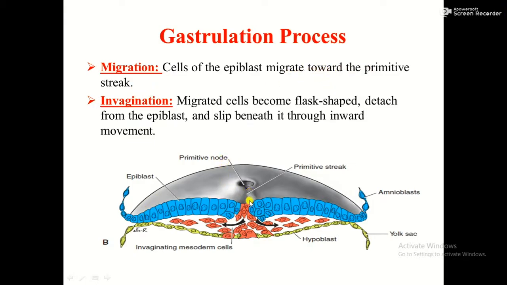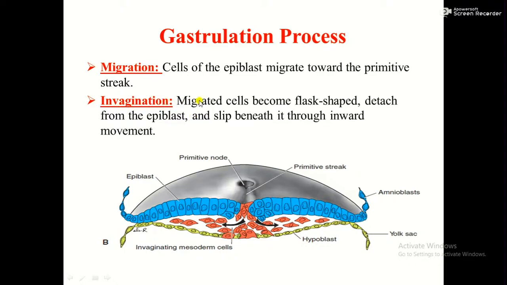So look at here, this is the primitive streak, and they will all migrate toward this part. So this movement of the epiblast cells from the surface to the primitive streak, we call it migration. Next, we will have invagination.